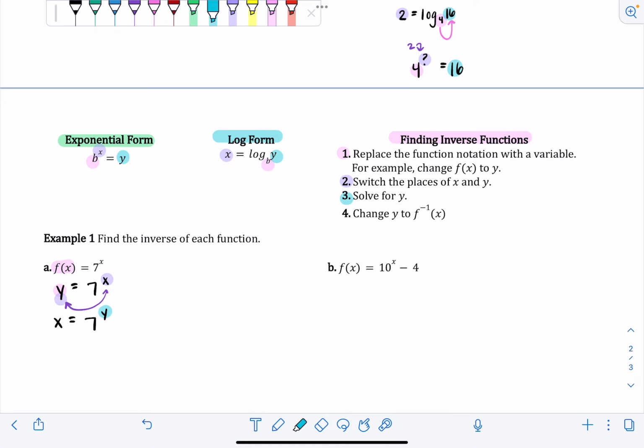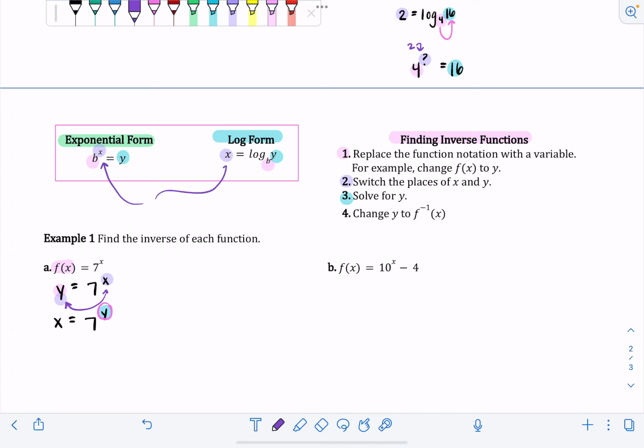We don't really have a way of doing that, except now we can just restructure the equation. So if we look at these two forms right here, we're trying to get this exponent by itself, the y, which is exactly what happens when we switch from exponential form to log form. So that's what we're going to do. For solving for y, if y happens to be an exponent, we have to switch forms, because that's the only way to free up that exponent.